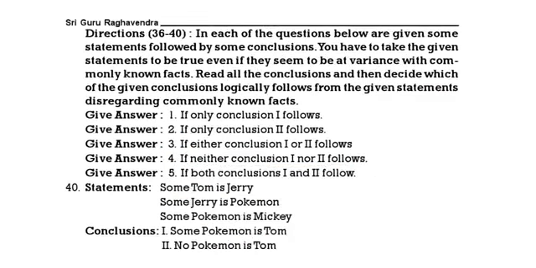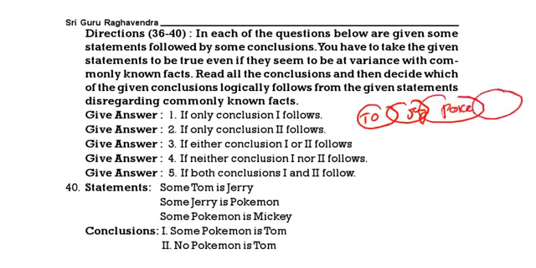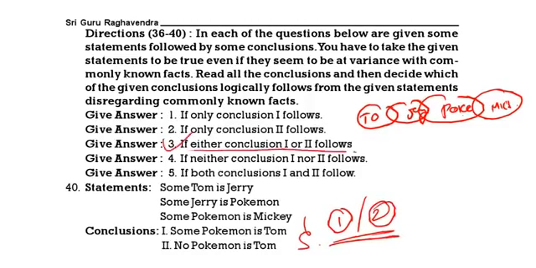Some Tom is Jerry. Some Jerry is Pokemon. Some Pokemon is Mickey. First one: some Pokemon is Tom does not follow. No Pokemon is Tom. Here these are called a complementary pair. So either 1 or 2 follows. 3 is the correct answer.